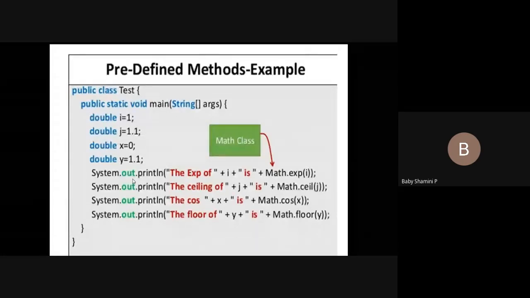Next one, double x equals 0. So Math.cos of x. What is the answer? Cos of 0 is 1. So it will display the output as 1.0. Next one, floor. Floor is used to round the digit down. Y equal to 1.1, it will display the answer as 1.0. So these are the predefined methods. No need to import a package into our program.